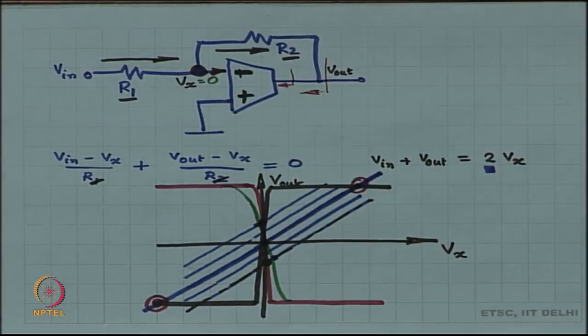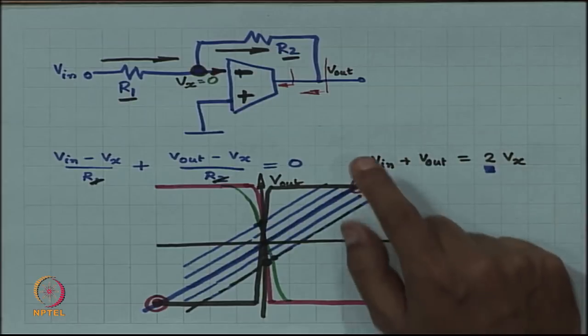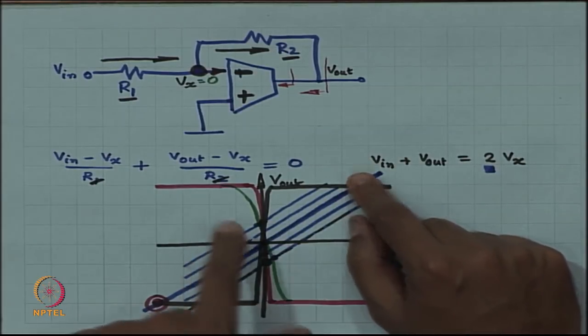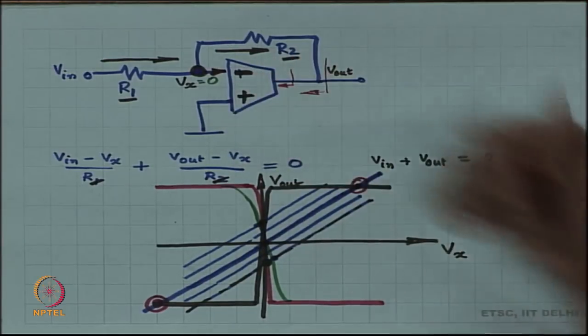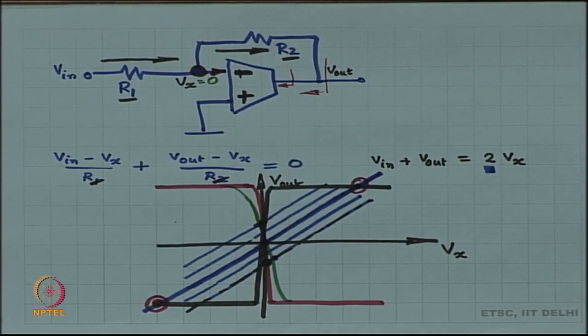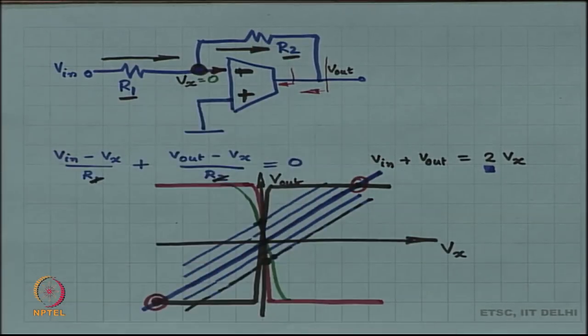Basically, if you flip the plus and minus terminals, you will either be stuck at this point or at this point, you will never come in the middle. All right. And that is the reason why the plus and minus terminals are important. Okay. So, you have to draw it correctly. If you do not draw it correctly, if you make a mistake, the circuit does not work.